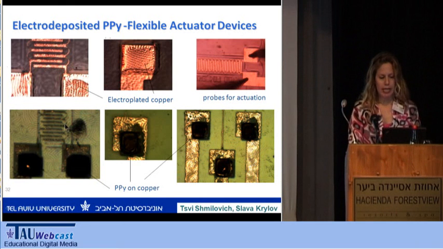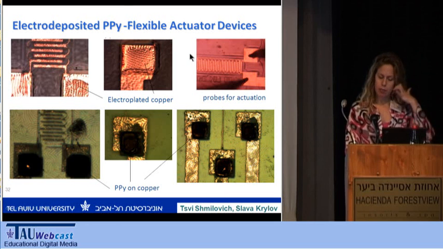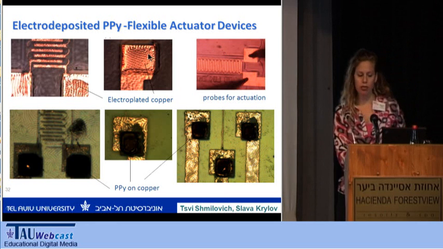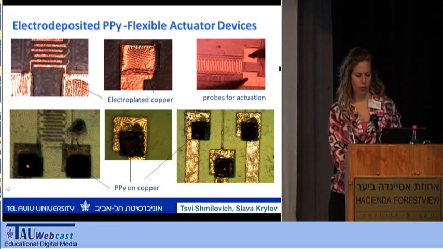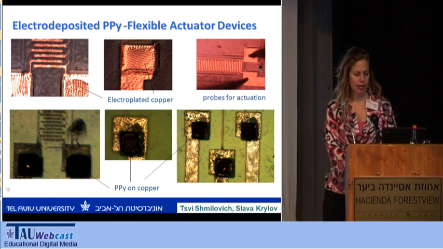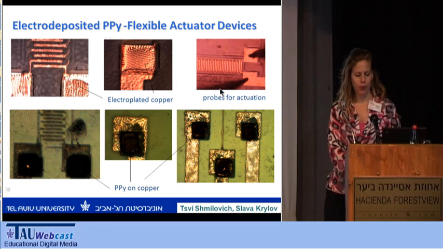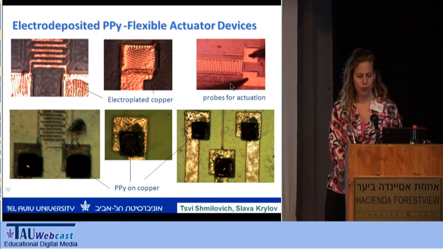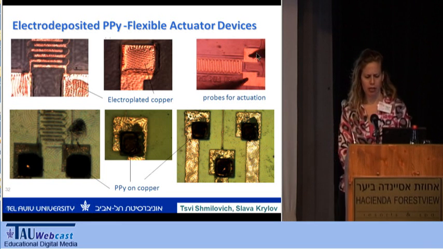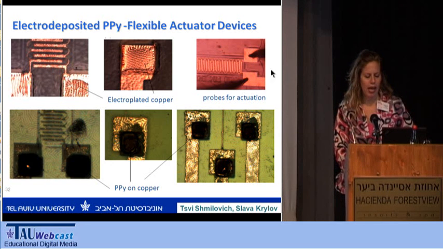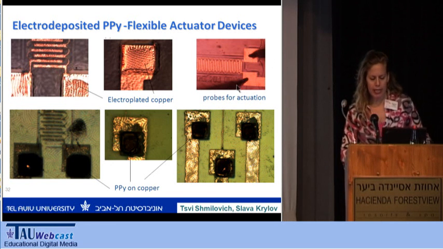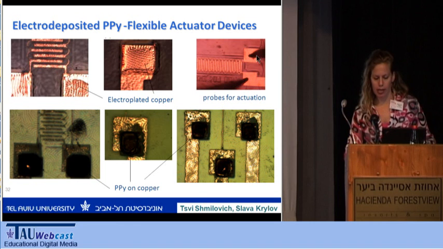Here is the electro-deposited polypyrrole on this actuator device. The device is one of the applications that can be used. It's for implanting in the stomach. It's part of a BMP consortium. And here you can see the probes for actuation.